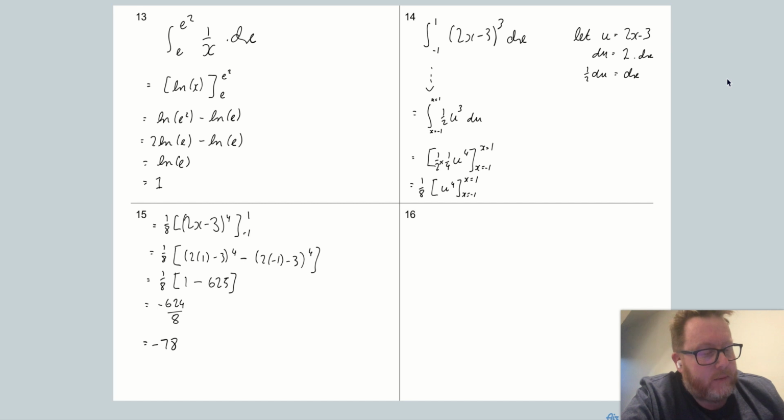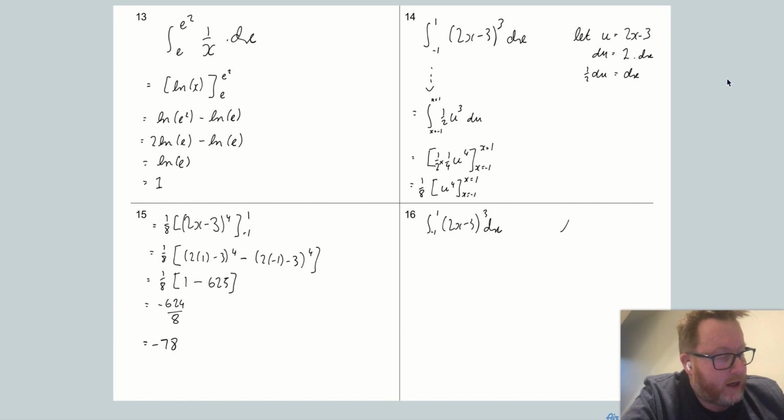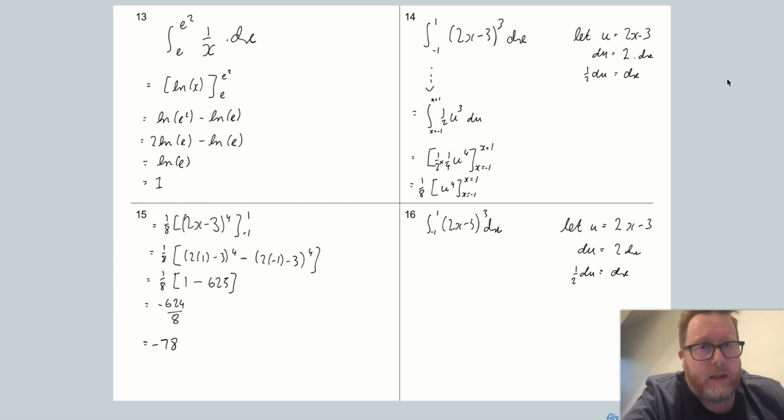We start off the same way. The integral from negative 1 to 1 of (2x minus 3) to the power of 3 dx. And we start off the same way by saying let u equal the inside function, which is 2x minus 3. And then we say du is equal to 2 dx. So a half du equals dx. So this is just like we did in the other problem.